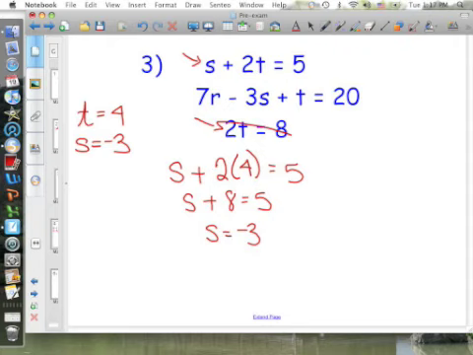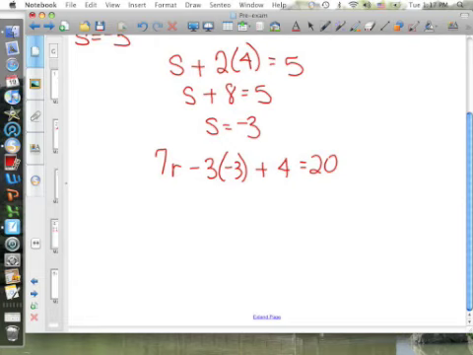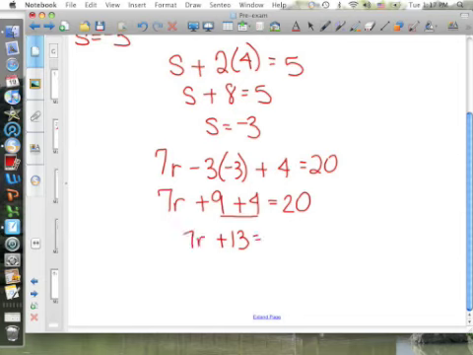Now that you know t and s, you can put both of those pieces of information into this equation, where 7r minus 3 times s, which is a negative 3, plus t, which is positive 4, is equal to 20. And we can find r. 7r plus 9 plus 4 equals 20. 9 plus 4 is a positive 13. Subtract 13 from both sides to get that 7r is equal to 7, and divide both sides by 7 to find that r is equal to 1.